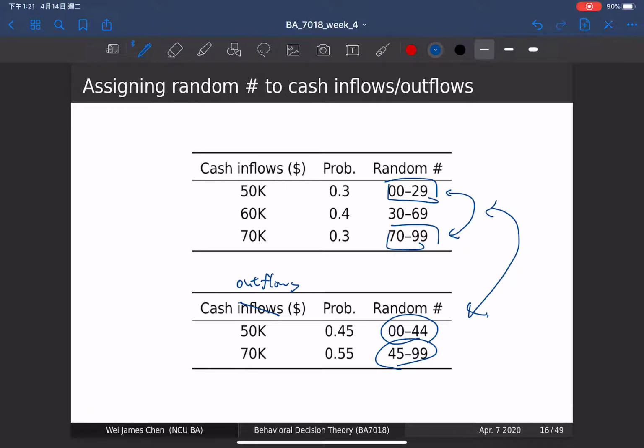Where was I? Oh, okay. If you roll two dice, one for each of them, that means you assume cash inflow and cash outflow are independent. So usually you want to roll two dice, not one die, unless you have a very specific reason why you want to do so.